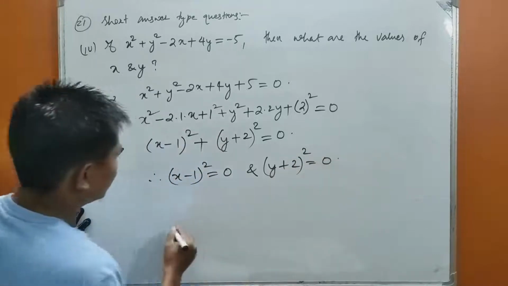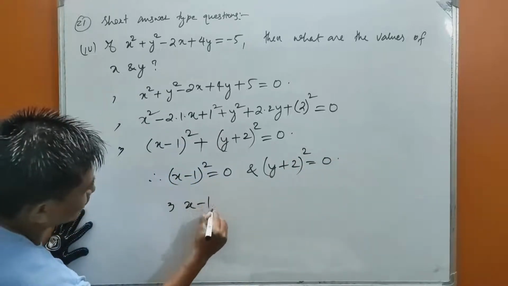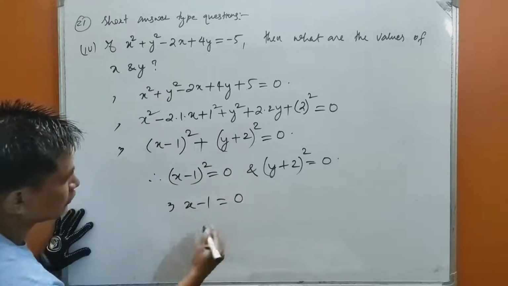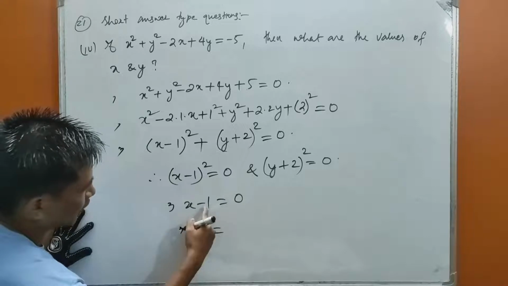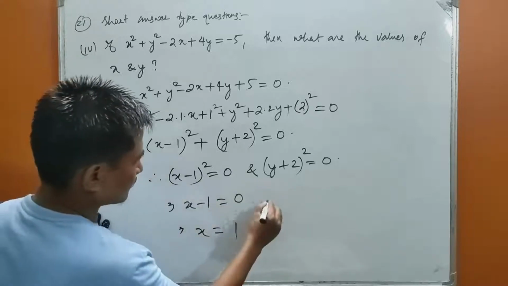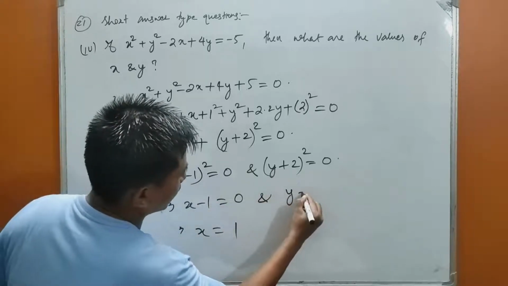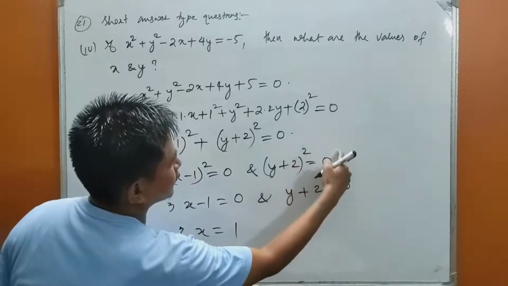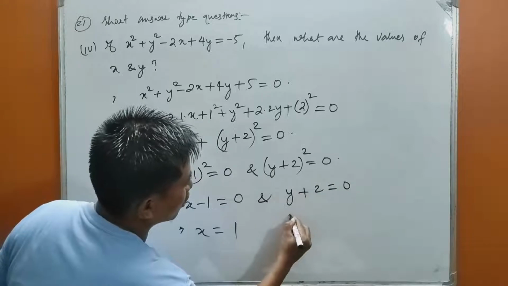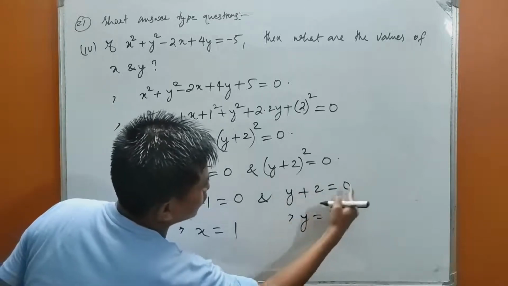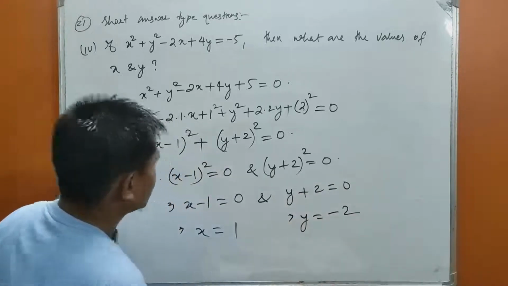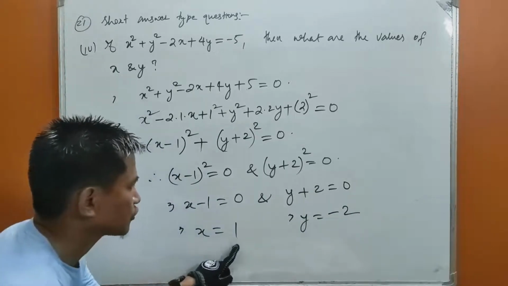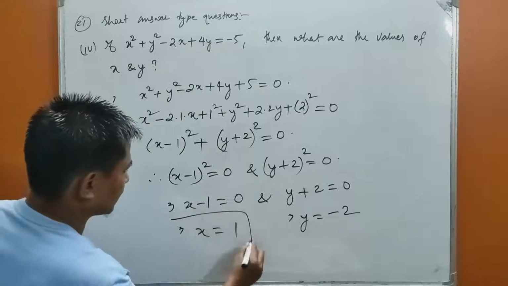You can write this. This means x minus 1 equals to 0, isn't it? Square if you take to the right hand side becomes root 0 is 0, or x equals to minus 1 becomes plus 1. And here y plus 2 equals to 0, square if you take to the right hand side becomes root, or y equals to plus 2 if you take to the right hand side becomes minus 2. Therefore we are asked to find the values of x and y, and the values of x and y are x equals to 1 and y equals to minus 2. These are the answers, okay?